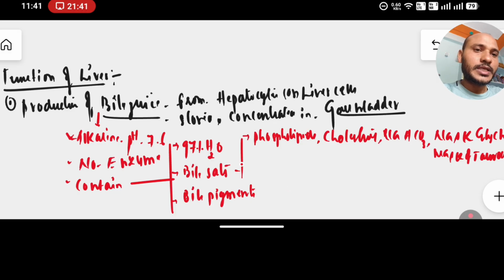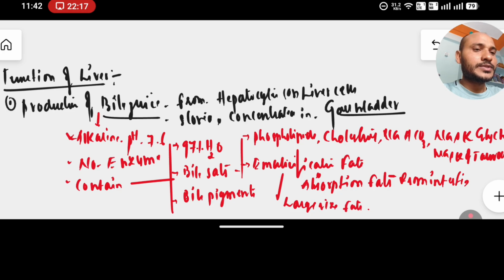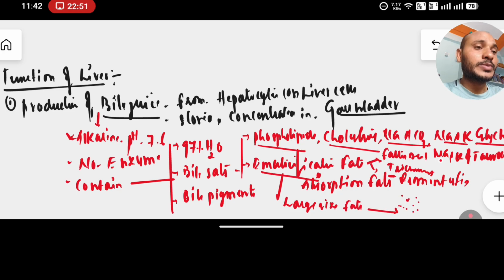The role of these bile salts is to help in emulsification of fat, and not only emulsification but also absorption of fats from the intestine. Here emulsification means that large fat globules are broken into smaller ones. So now, bile pigments.